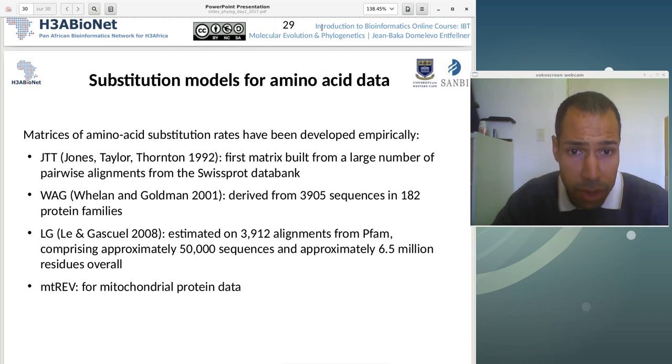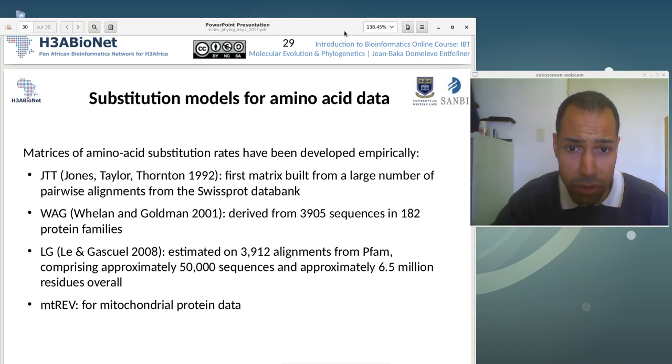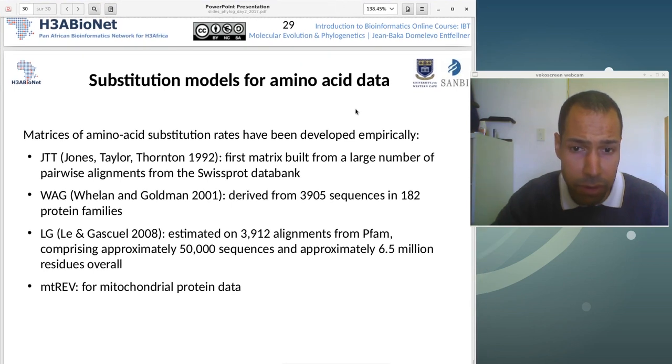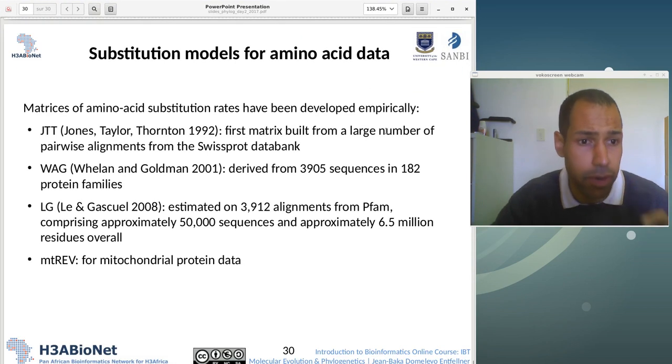So for amino acid, how is it that my window is not properly fitting the screen? Sorry, yeah.